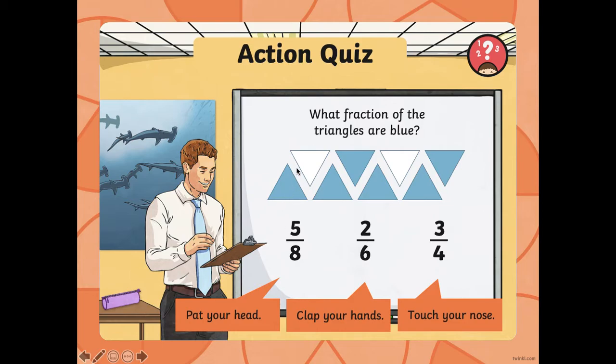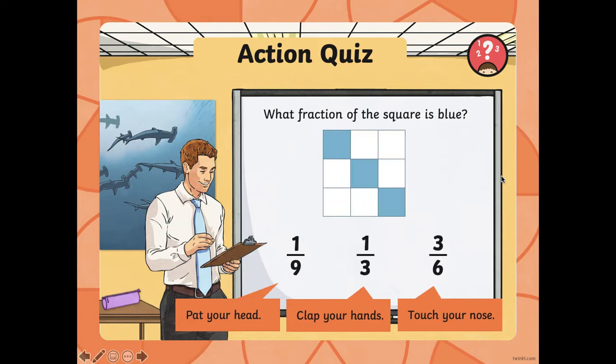Let's see. 1, 2, 3, 4, 5, 6, 7, 8. So there's 8 in total. And 1, 2, 3, 4, 5, 6 are cut. So it's 6/8. Is there an equivalent fraction for 6/8? Is it this one? Can't be this one because it's 6/8, not 5/8. Is it 2/6? No, of course it is 3/4. 3/4. It's the same as 6/8.